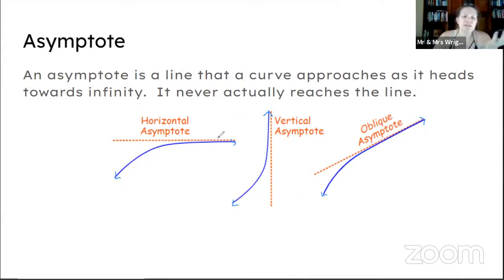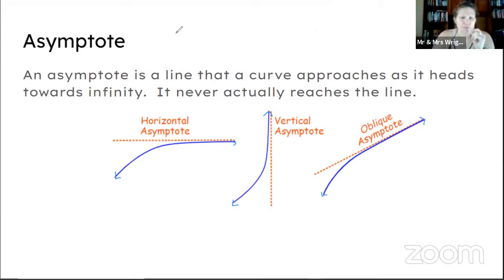But you can see a horizontal asymptote means it goes left to right, right? Vertical means it goes up and down. Oblique means it can go anywhere in between the two, between horizontal and vertical. Anything in between those two is an oblique asymptote.